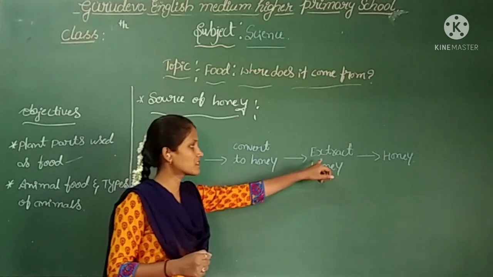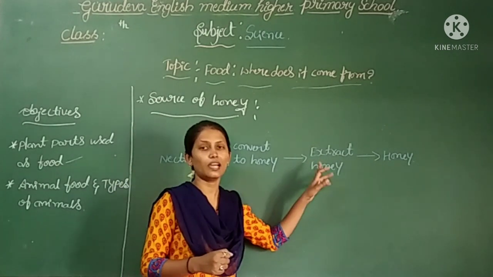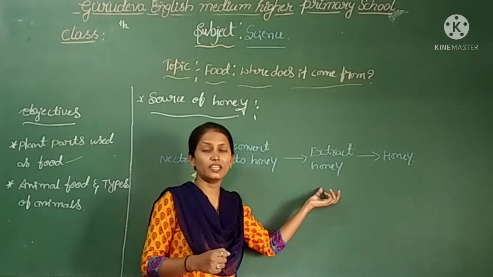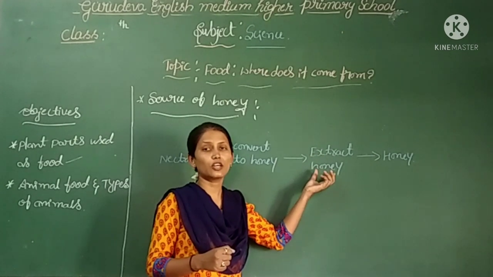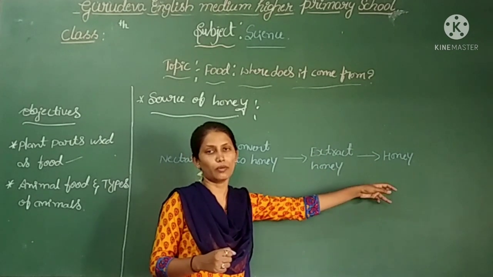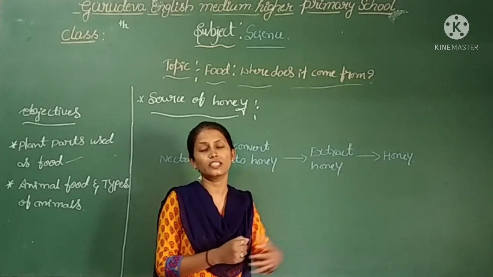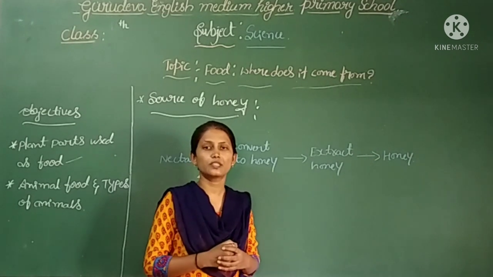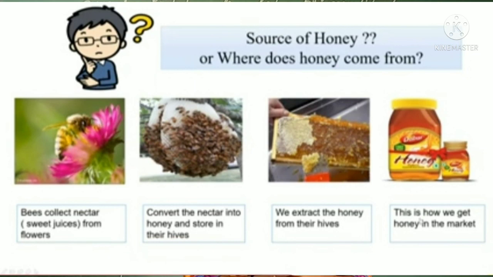Later, we extract the honey from the beehives. Later, the obtained honey we send to the market. From the market, we obtain the honey. Now, look at this picture. Honeybees collect nectar or sweet juices from flowers. They convert the nectar into honey and store it in their hives. We extract the honey from their hives.